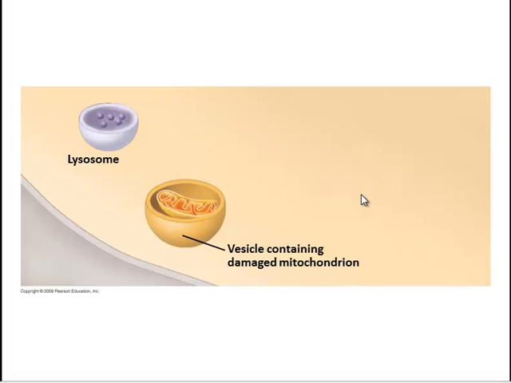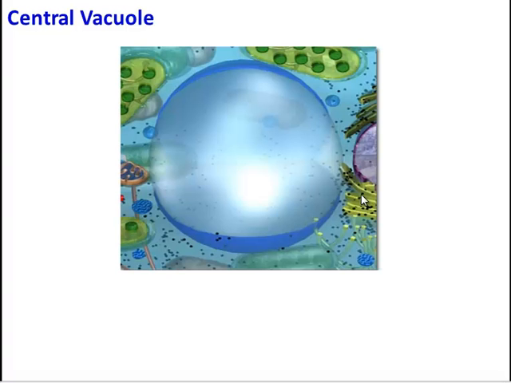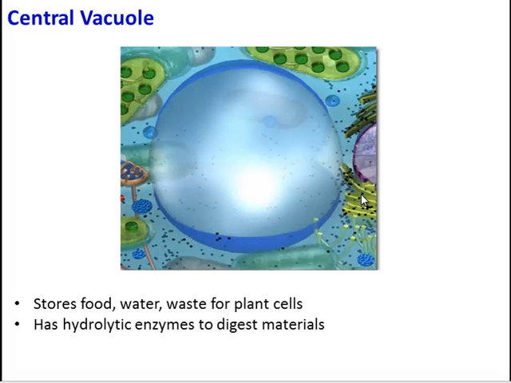down. Similarly, here we've got a vesicle which contains a damaged mitochondrion. Now, in order to reuse it, the lysosome again will fuse with the vesicle, and it'll break down the mitochondria into smaller parts that can then be reused. Last but not least, the central vacuole, which we find in plant cells. Its job is to store food, water, waste, all sorts of things. And it also has enzymes that can break things down.